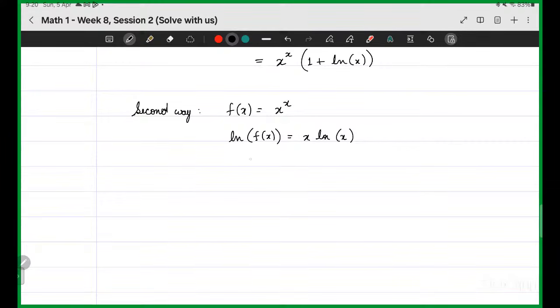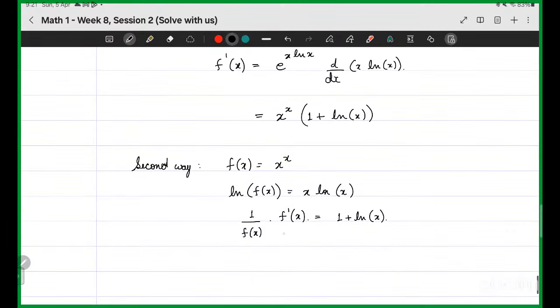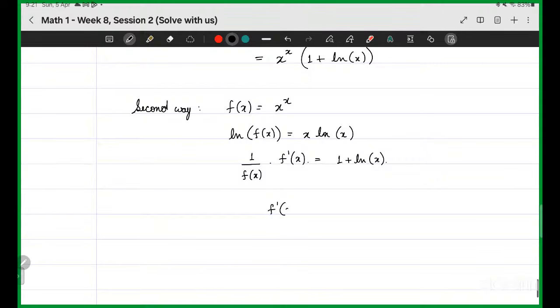I would get 1 by f of x times f prime of x. Once again, chain rule. This is log of f of x, so the derivative will be log prime, which is 1 by f of x times f prime of x. And on this side, you'll get 1 plus log x. If this seems more natural to you, this also works. You will get f prime x is x to the x times 1 plus log x.